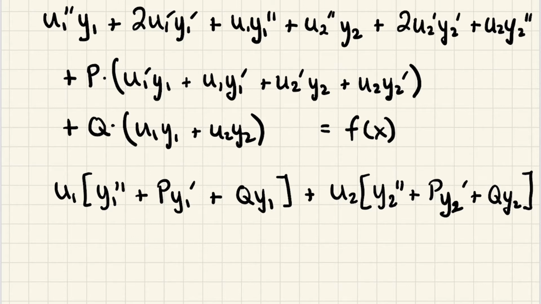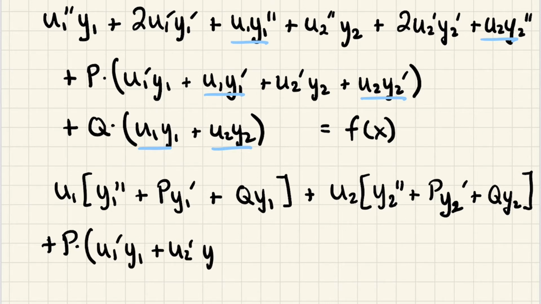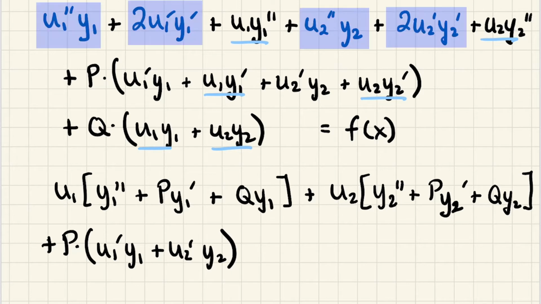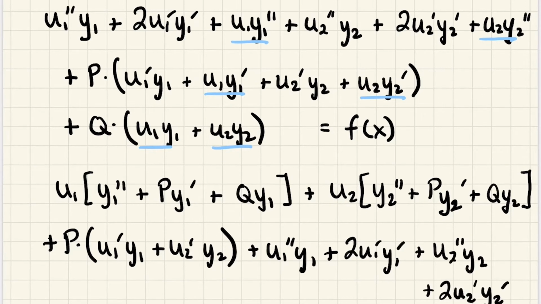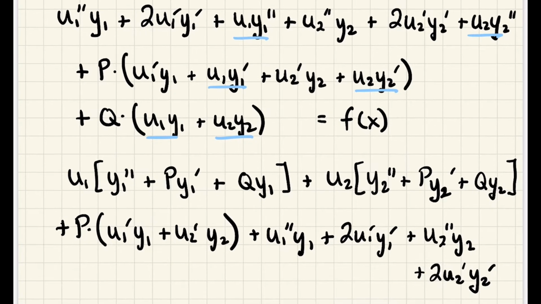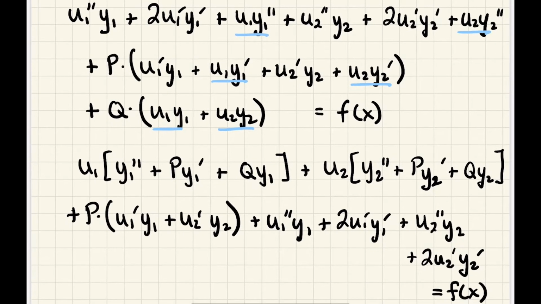All right, so let's underline the terms that we've already handled. So what are we left with? Well, we have p times u1 prime y1 plus u2 prime y2. And then we have 4 more terms that we haven't dealt with yet. So that's... okay, and of course this is still all equal to f of x.